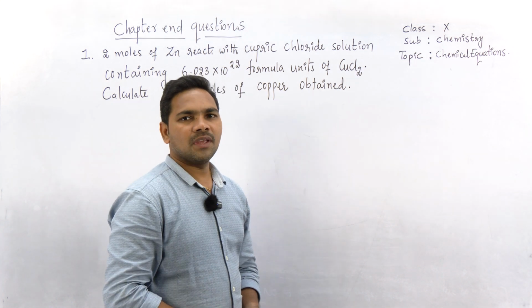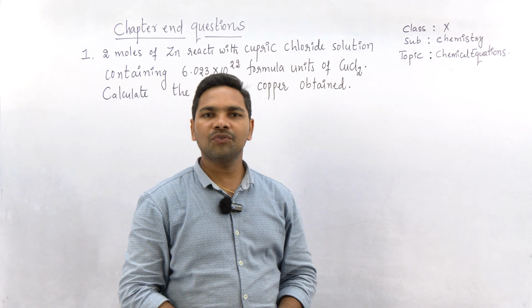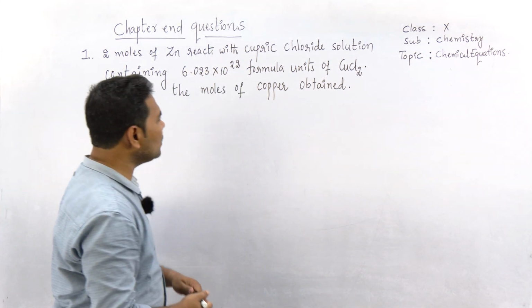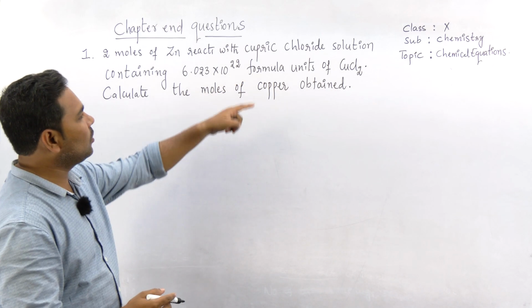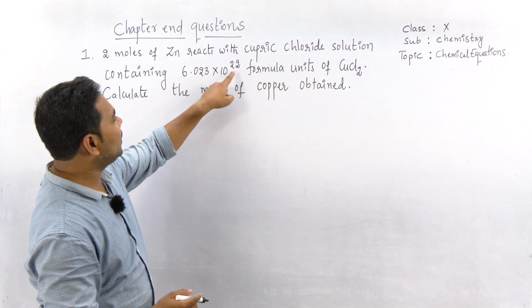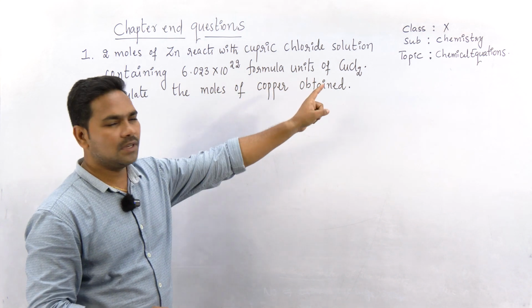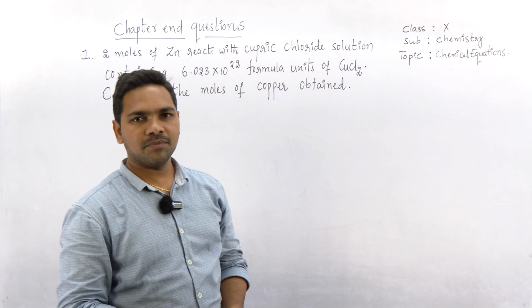In this video, we discuss some chapter questions in the lesson Chemical Equations of 10th class. And so here is a question. 2 moles of zinc reacts with cupric chloride solution containing 6.023 × 10^22 formula units of CuCl2. Calculate the moles of copper obtained.